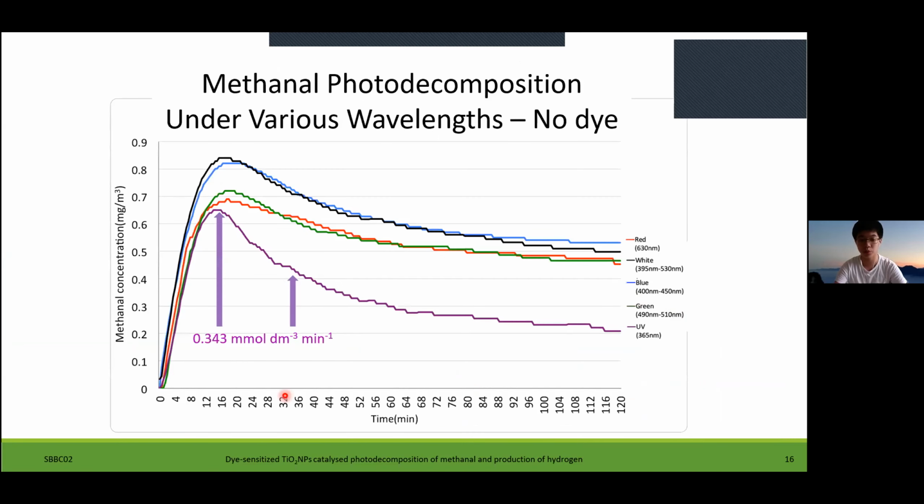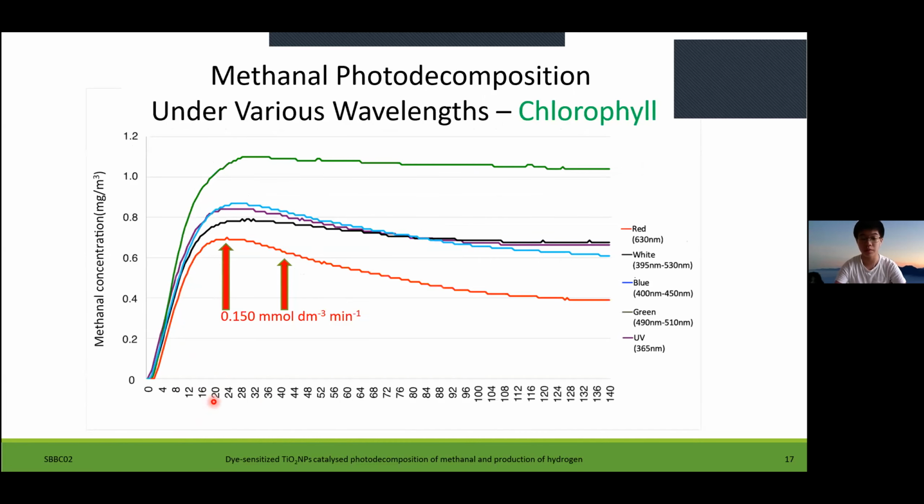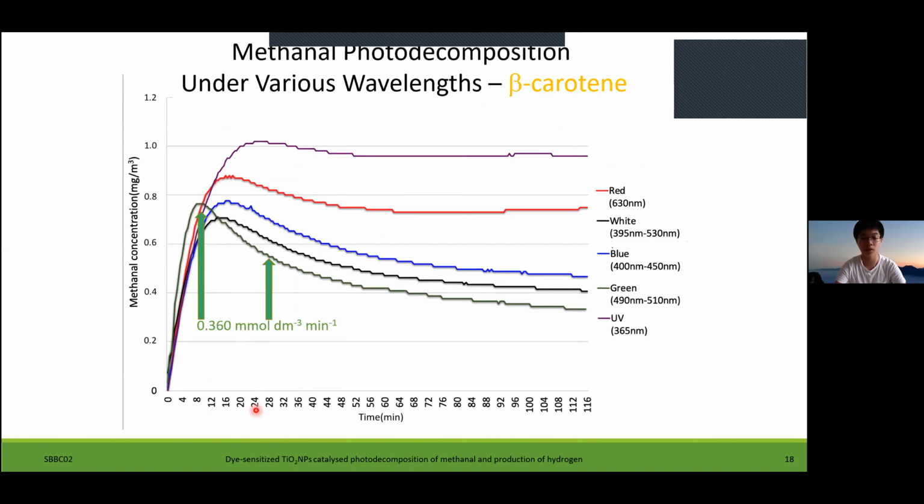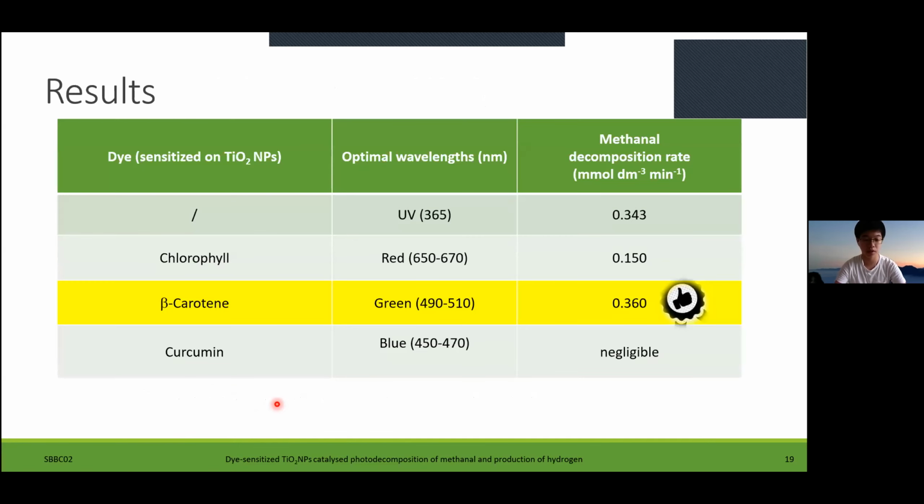The effect of various wavelengths of light and different types of dye on photodecomposition of methanol by titanium dioxide nanoparticles was investigated. To standardize the results, we took the difference between the peak value and the value 20 minutes after the peak for calculating the methanol decomposition rate. Comparing different setups, beta-carotene dye coupled with green light showed the best performance, with a decomposition rate of 0.36 millimole per dm cube per minute.